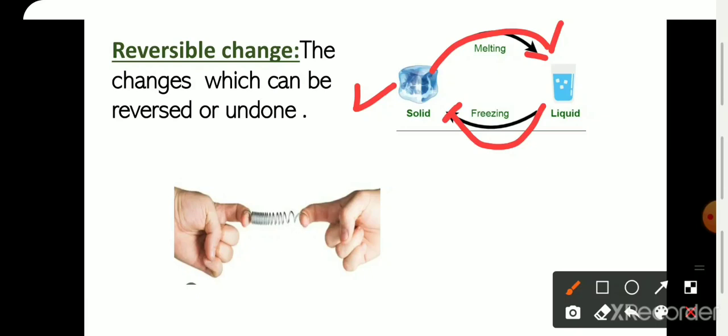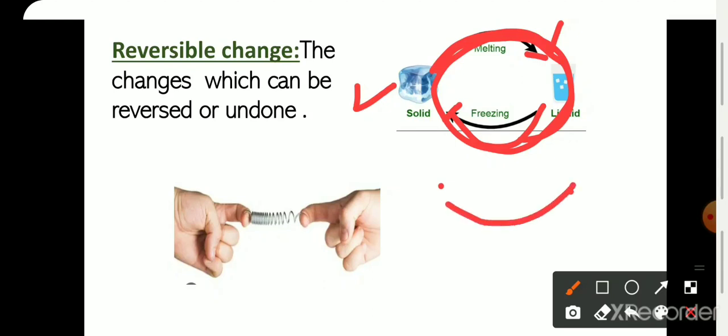So here reverse process has been observed. So ice to water and water to ice, this change is a reversible change. Now second example, that is stretching of a spring, or you may also consider a similar example, stretching of a rubber band. So both are examples of reversible change.